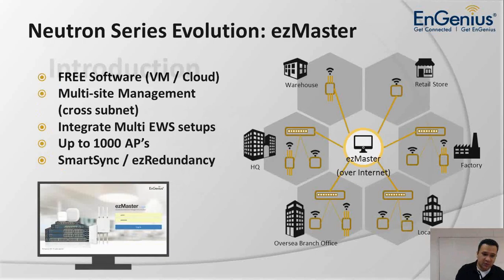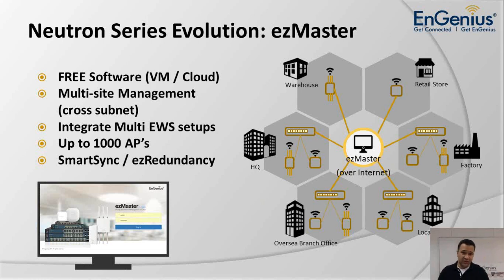Okay, let's start with the introduction. The Neutron series, I call them, the EasyMaster is like a Neutron series evolution. The EasyMaster is a Linux-based program to be installed on a server locally and later also in the cloud to manage multiple Neutron access points and switches worldwide. On this page, you see the most important features listed.